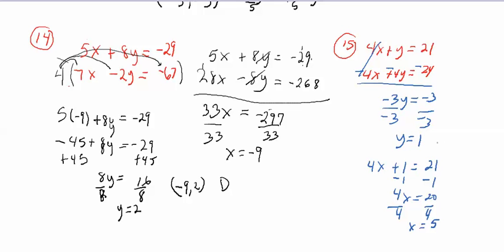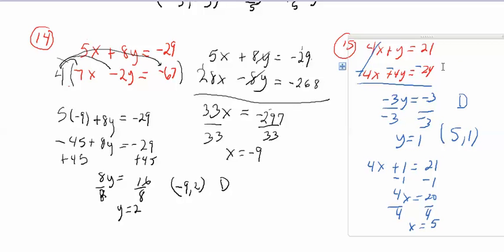Take that ordered pair now. I've got 5, comma, 1. I look at my answer choices, and that's letter D. Okay, so there's the answers to the review section for chapter 6, section 1 through 3.